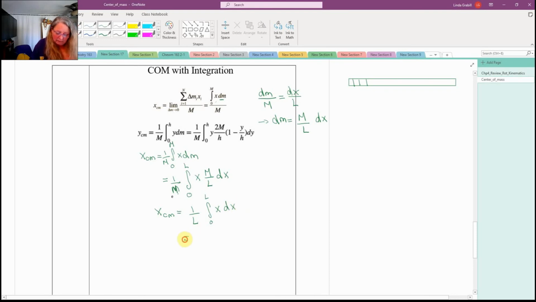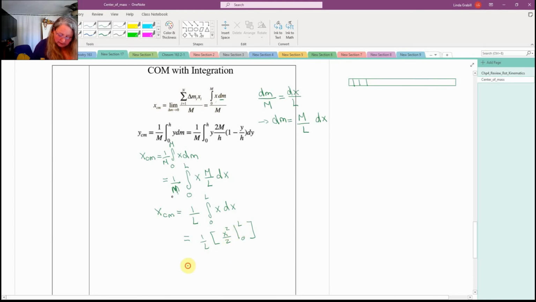And then furthermore, I get that x center of mass is this 1 over L times x squared over 2, evaluated from 0 to L. There we go. Why I'm going uphill with my writing, I don't know. And so what does this give us? Well, on this evenly distributed mass, surprise, surprise, you can kind of look at this and say, okay, what am I going to get? I'm going to get L squared over 2.